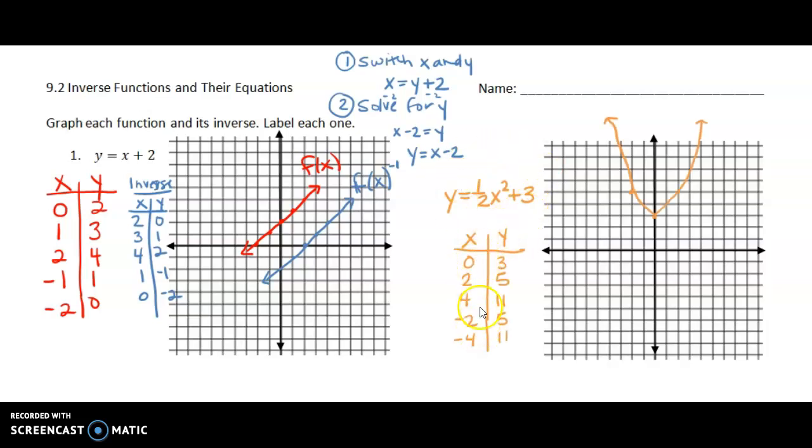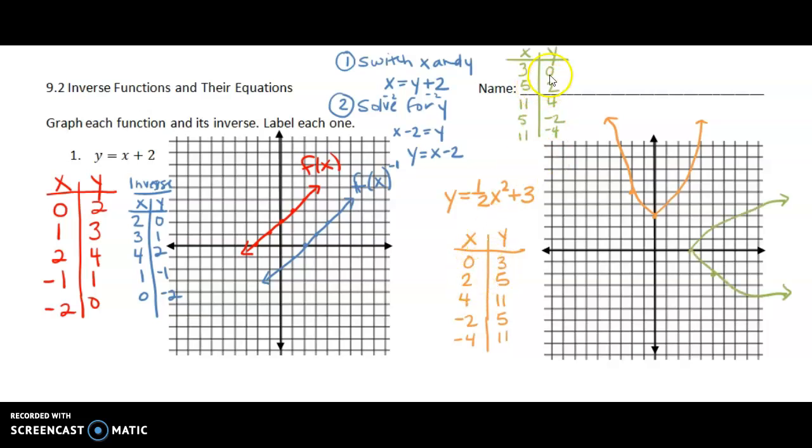So I picked some numbers. I might not have picked the same numbers that you did, but I do recognize this should be a parabola, and my parabola looks something like this. I got it to go through 0, 3. I chose 2, found out 5. I chose 4, found 11. Again, just substituting in, graphing this. So then let's do the inverse.